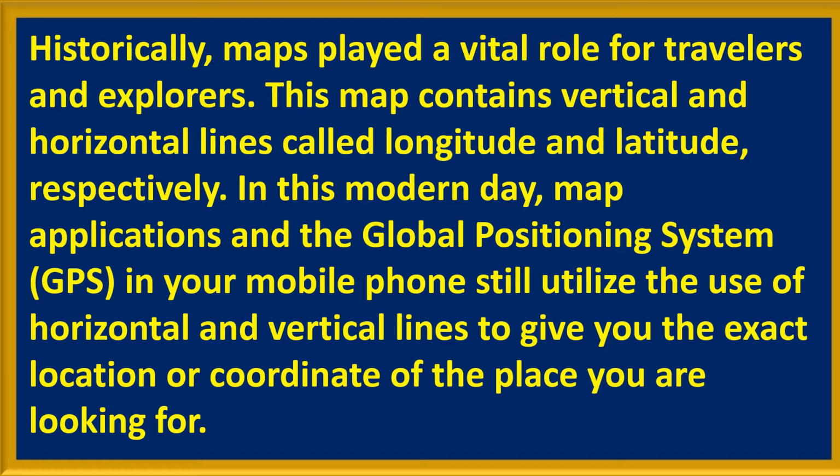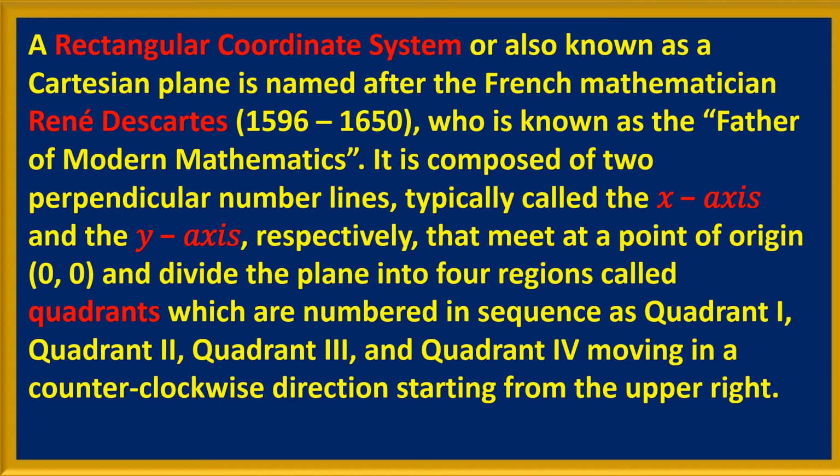In this modern day, map applications and the global positioning system, or the GPS in your mobile phone, still utilize horizontal and vertical lines to give you the exact location or coordinate of the place you are looking for. A rectangular coordinate system, also known as the Cartesian plane, is named after the French mathematician René Descartes, from 1596 to 1650, who is known as the father of modern mathematics.